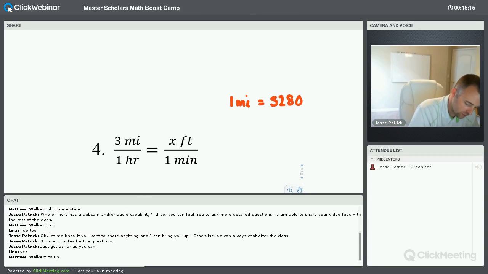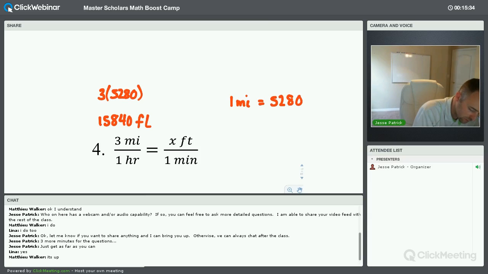So this one, what we'd have to do is, I'll just do it up top, we're going to go 3, because there's 3 miles, times 5,280. So 3 times 5,280 is going to be 15,840. I'm going to replace that with 3 miles. So that's my new numerator.